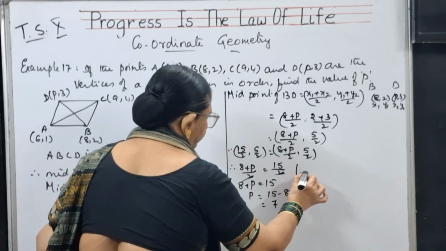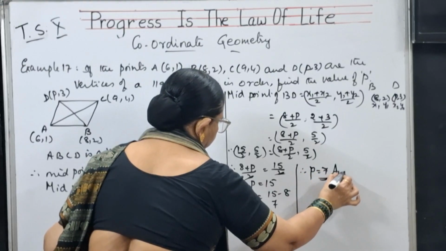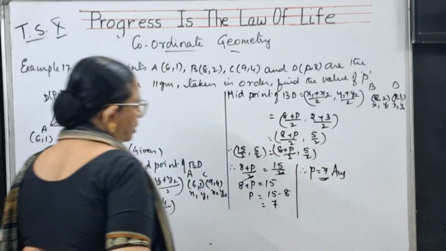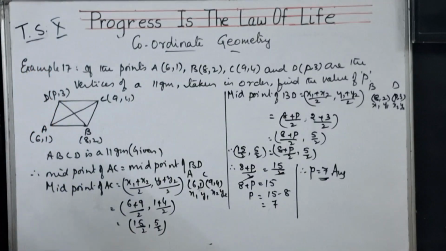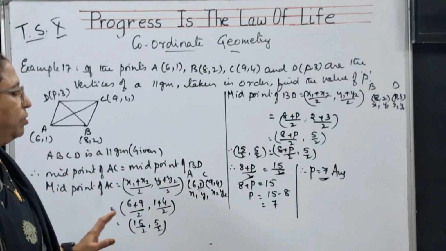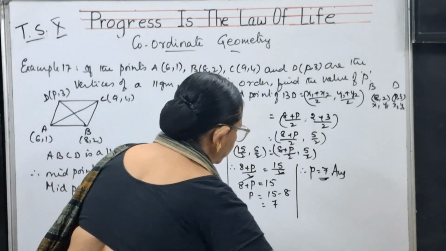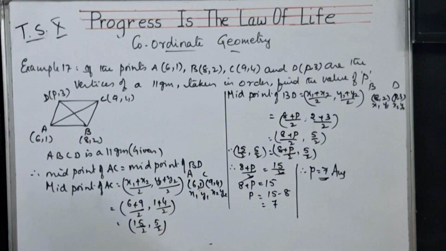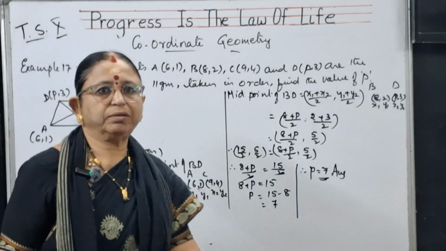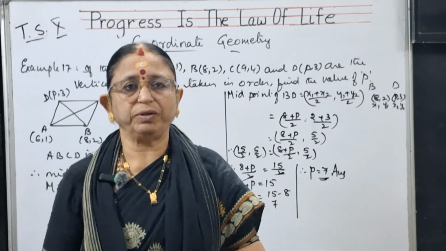Therefore, P is equal to 7 is the answer, because they are asking to find the value of P. In this way we have done, children. Please note it down. With this, I am going to conclude my part. In the next class, I will be doing the next part.